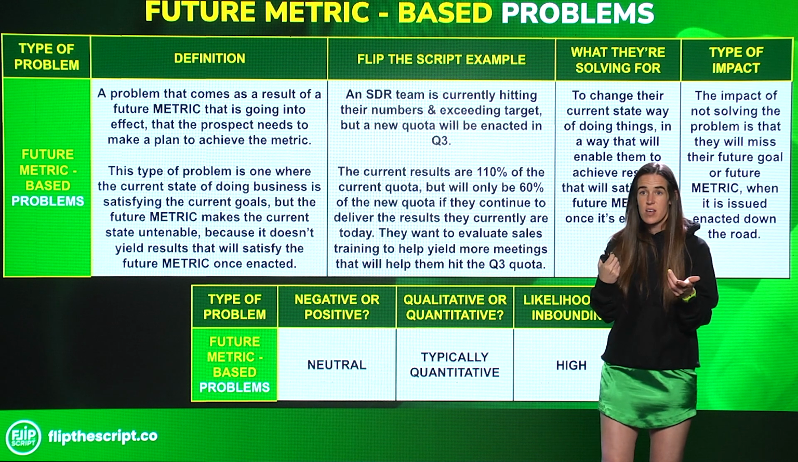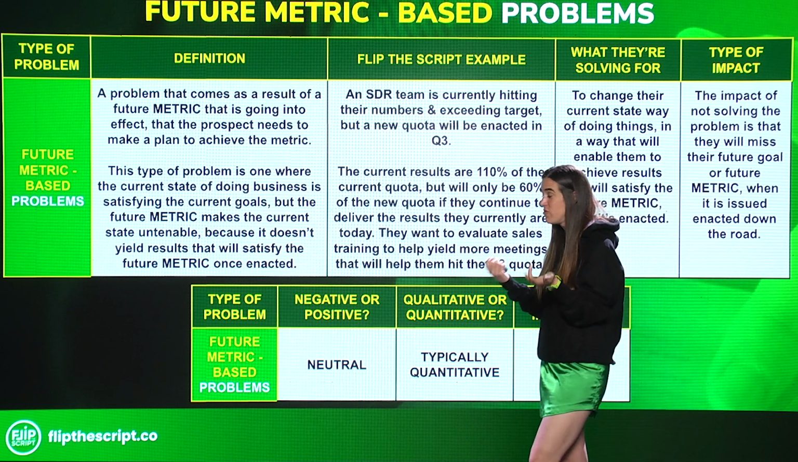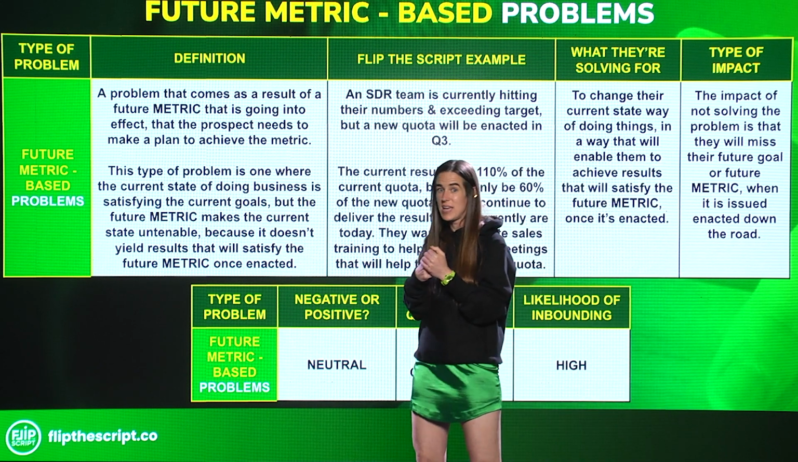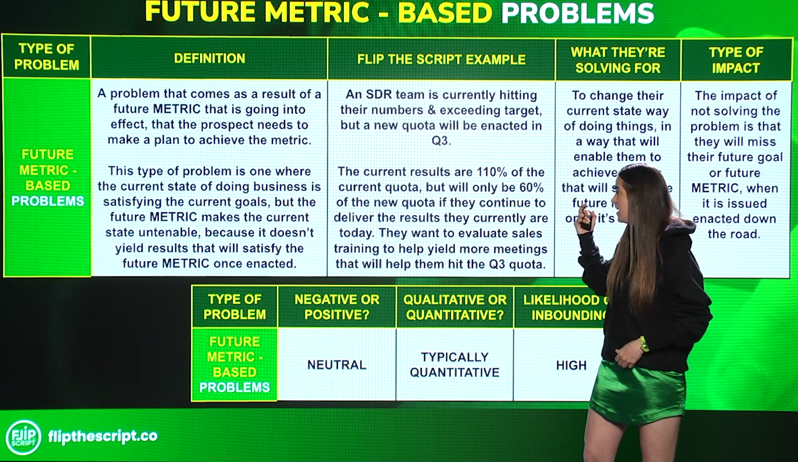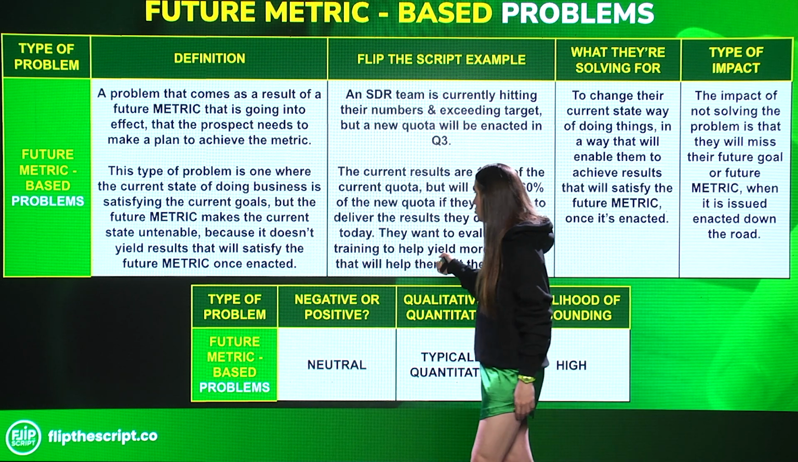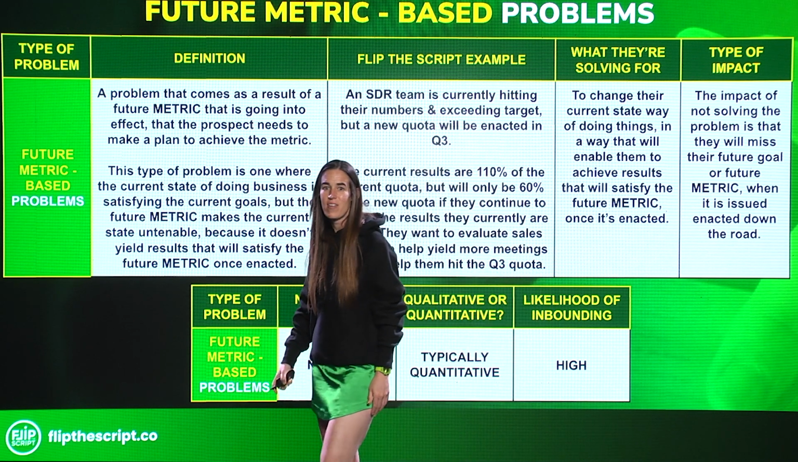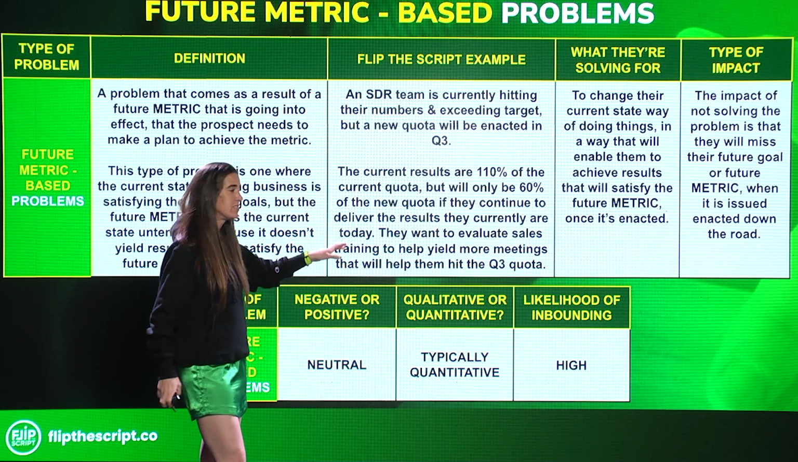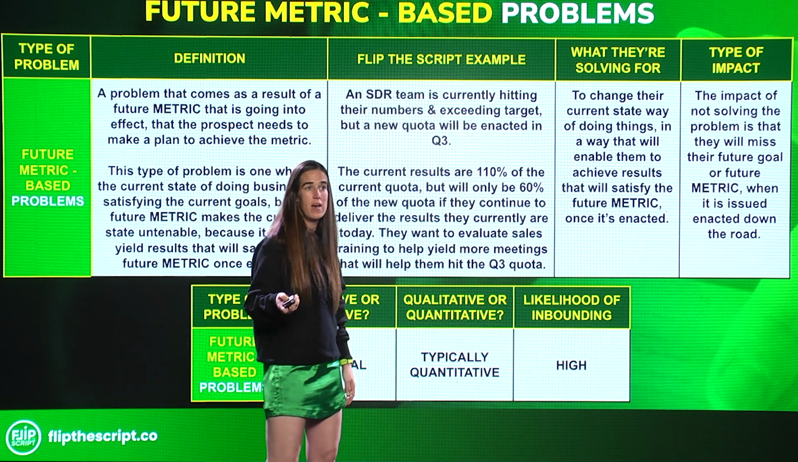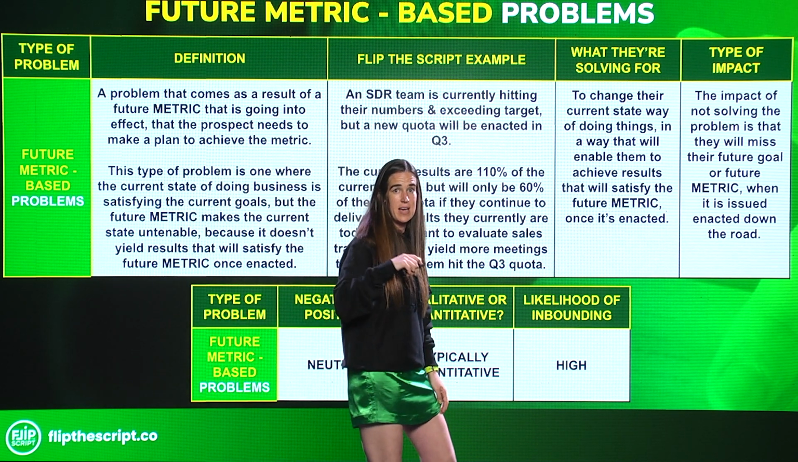So the impact of not solving the problem is pretty simple: when the future metric comes in, they aren't able to hit it and they'll suffer a negative impact because of it. And this is a neutral problem, slightly negative. If I had to argue one way or the other, it's typically going to be quantitative, and its likelihood of inbounding is high.